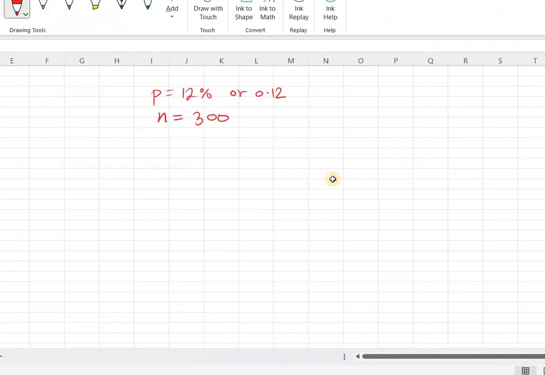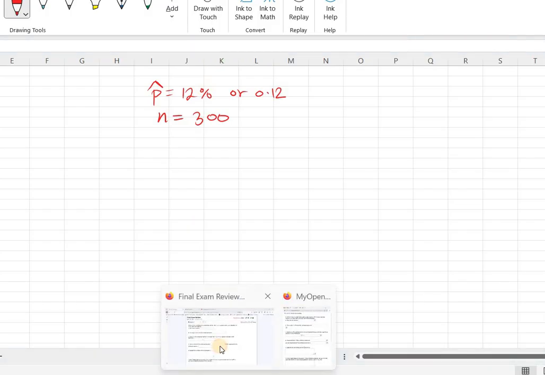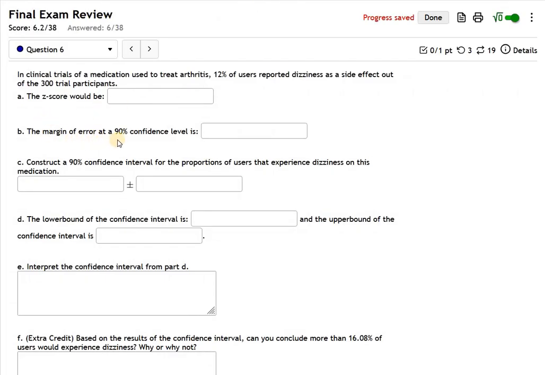So I do have a sample proportion p hat, which is 12% or 0.12, and I have the sample size 300. We need to compute the margin of error at 90% confidence level. So that is the second question.